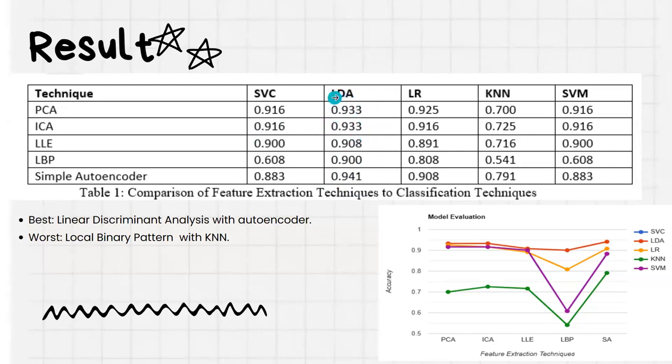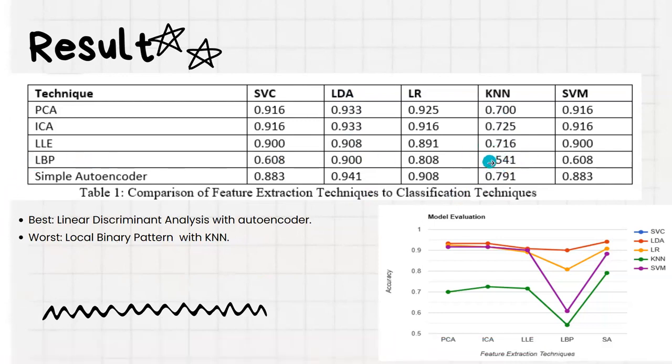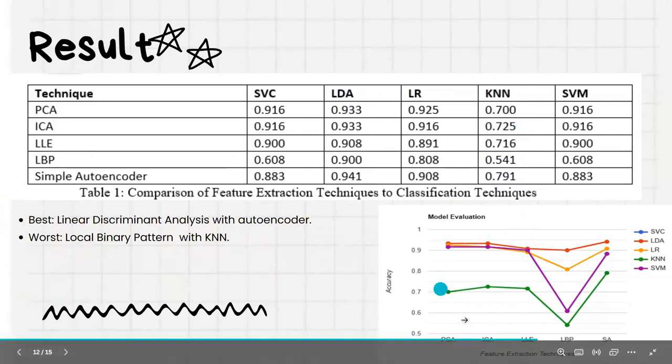In this, the best classification technique is linear discriminant analysis, in average across all of them, whereas the worst is local binary pattern with KNN. If you see local binary pattern, it's just giving 0.541, and on average KNN is the worst classification technique. You can also check it from the graph I have given.